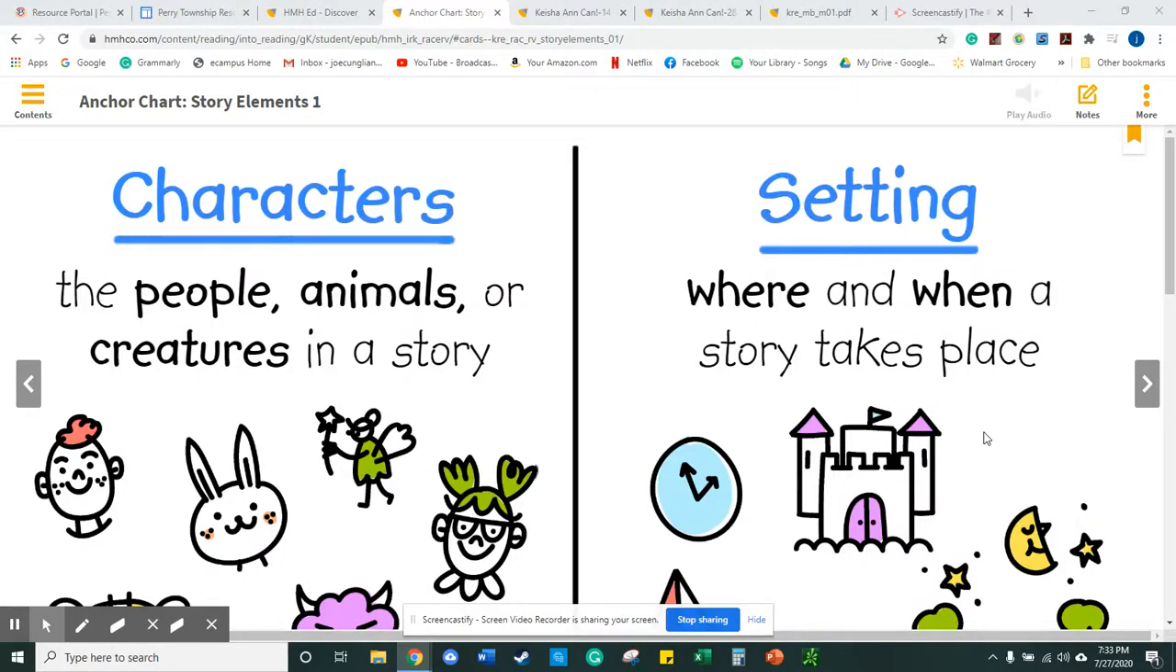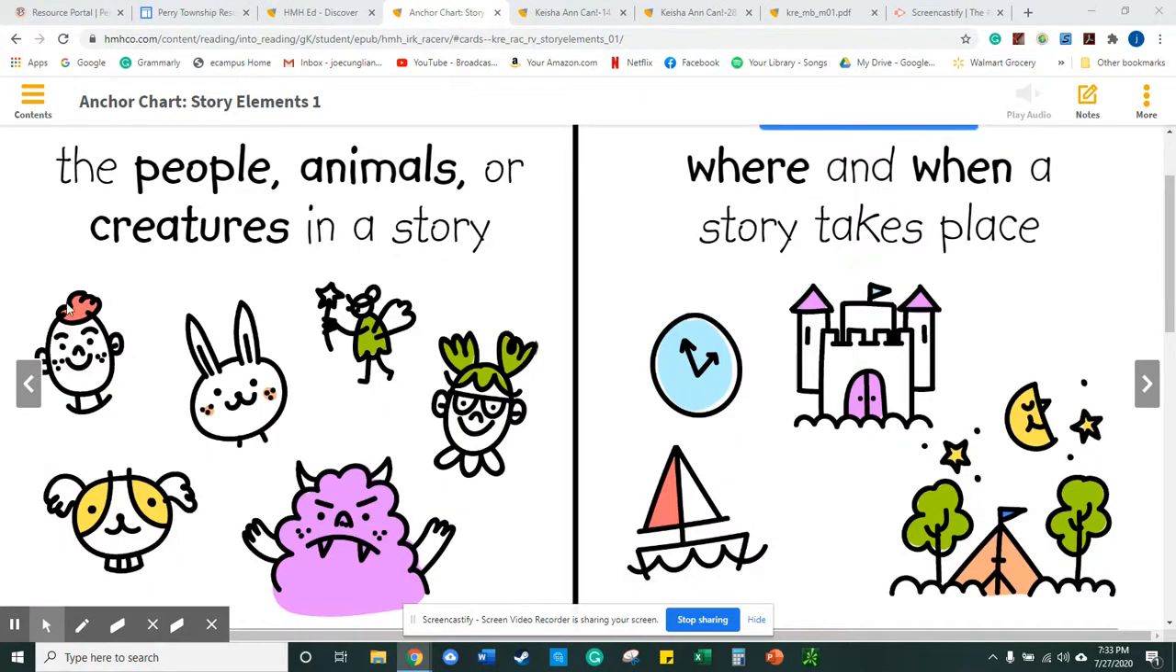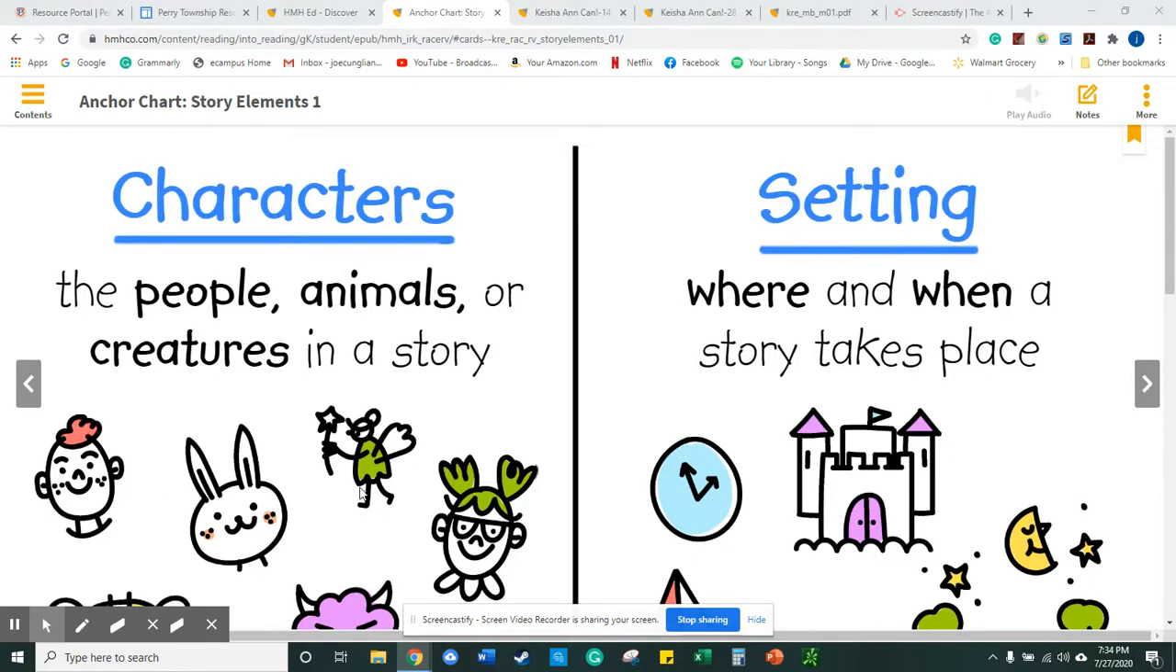Today we are going to learn about two important parts of a story, the characters and the setting. The characters are who the story is about. For example, the characters in a story might be people, like this little boy or this little girl. The characters could be animals, like a bunny rabbit or a dog. And the characters could be a creature, like a fairy or a purple monster. All of these are examples of characters, the people, animals, or creatures in a story.